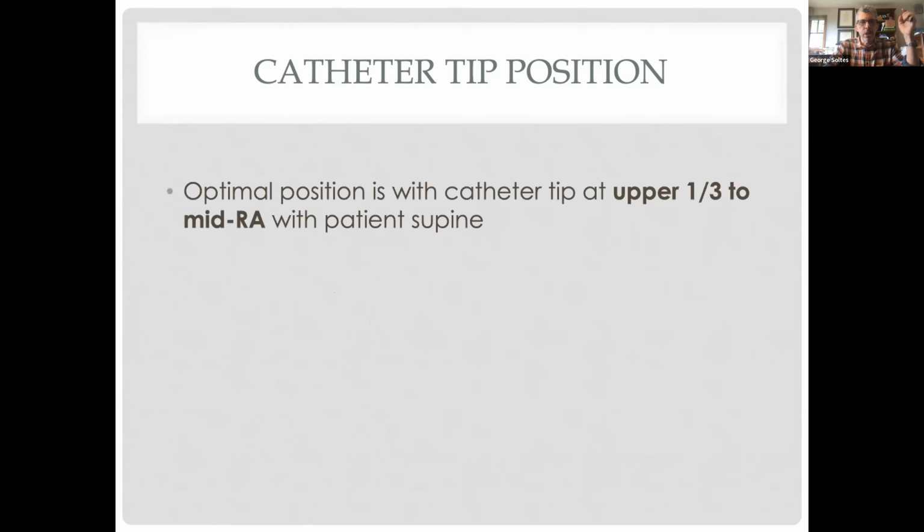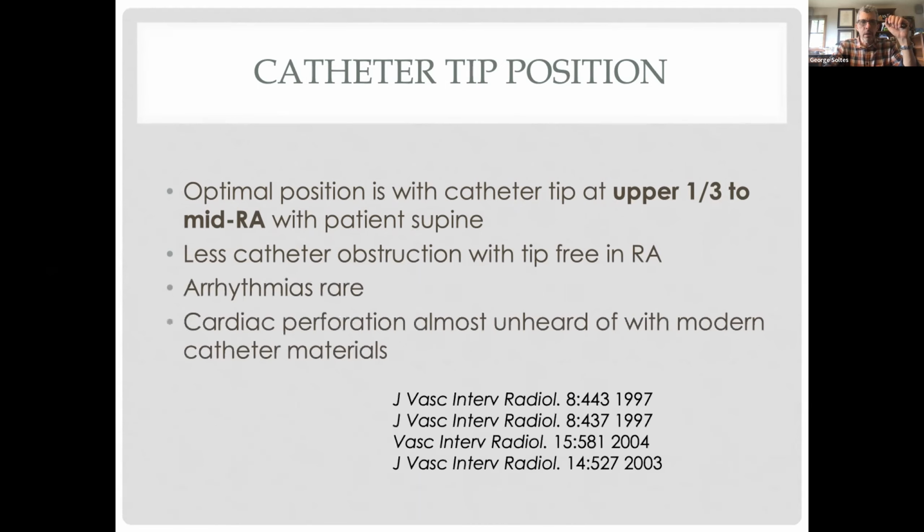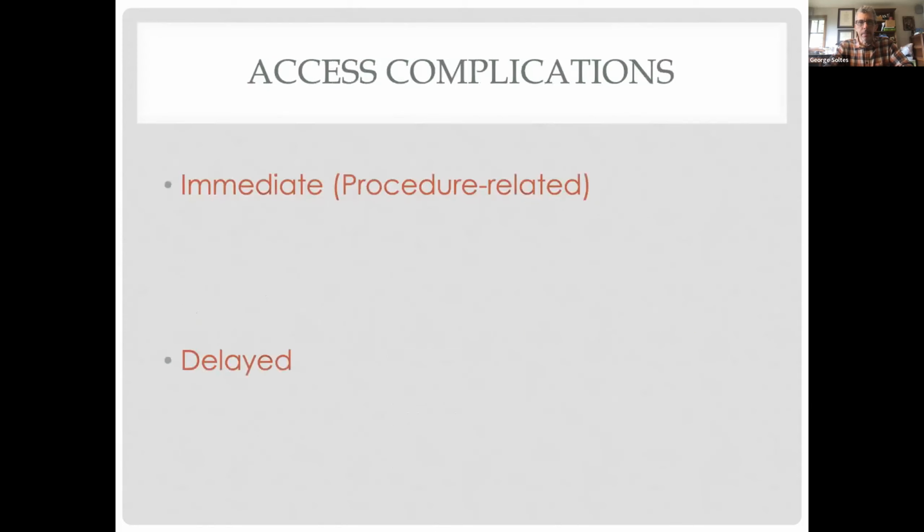So the optimal position when the patient's supine, which they always are when we're putting these things in, is the upper third to mid portion of the right atrium. In general, flopping around in the right atrium causes less catheter obstruction than being in smaller veins. And unless you leave it crazy long, arrhythmias are rare. And with modern catheter materials, a lot of these things, if you dig down where they perforated things, were really old, really stiff catheters. It basically, never say never, but basically doesn't happen with modern catheters.